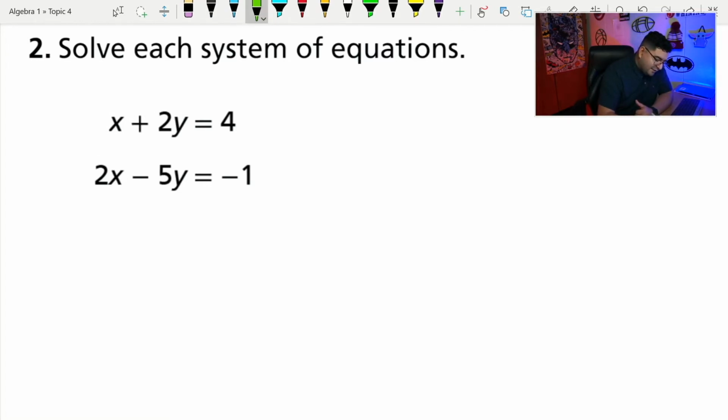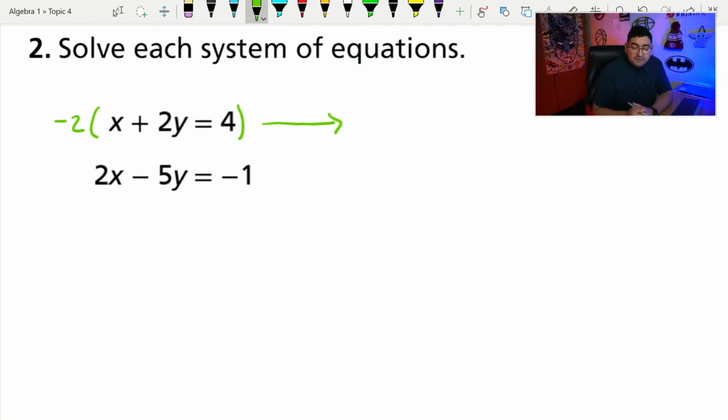And what you'll see is that if we can multiply this top one, and the tricky part sometimes is just finding this number that we need to multiply by. But just ask yourself, how can I change an x into something that'll cancel out with this? Well, if I wanted to cancel out with 2x, I want it to be a negative 2x. So I'm going to multiply by negative 2.